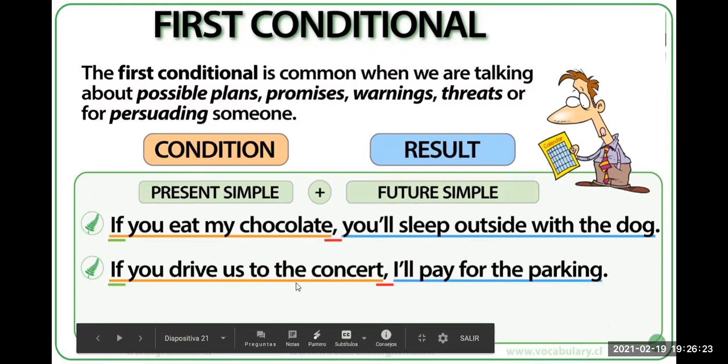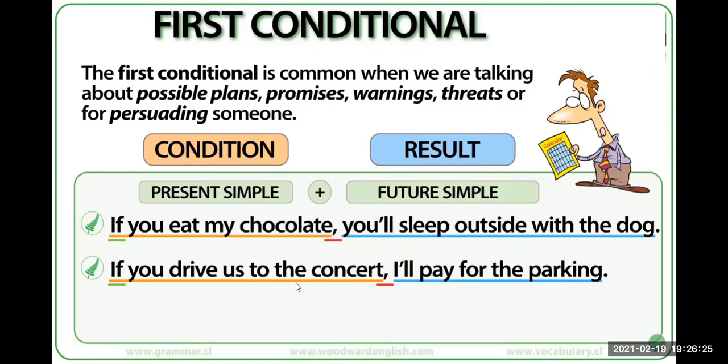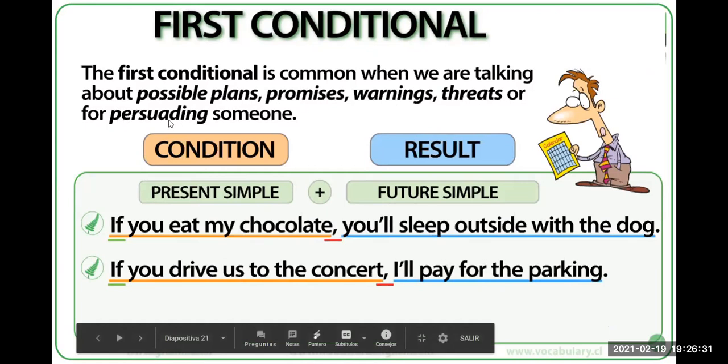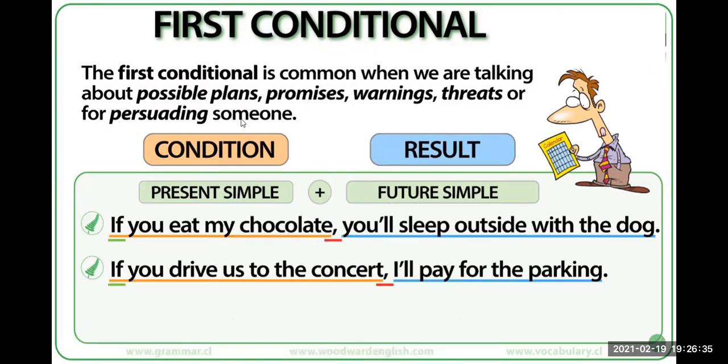Okay, lo está tratando de convencer para que los lleve al concierto. Si me llevas, yo voy a pagar el parqueo. Entonces, he or she is persuading someone. Está tratando de convencerlo para que haga algo. Okay, so we can use the first conditional in these situations too.